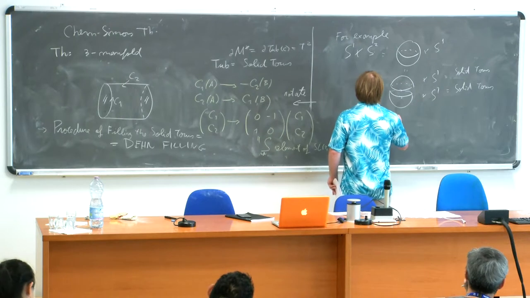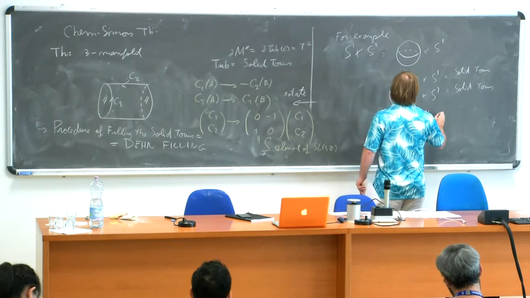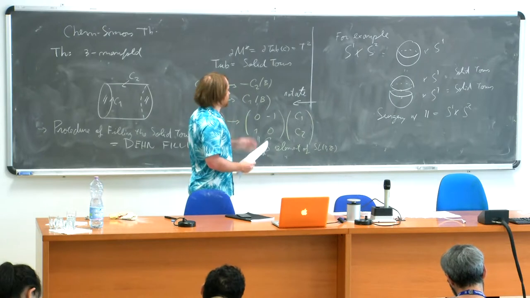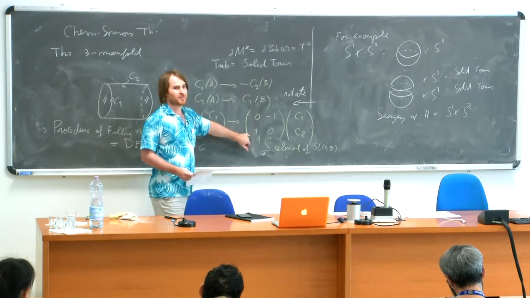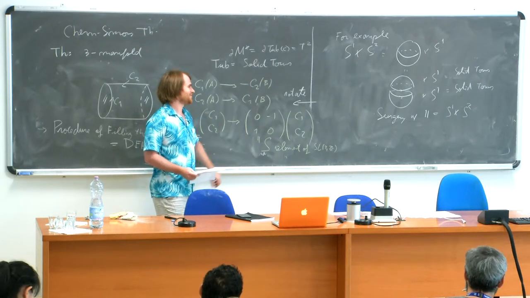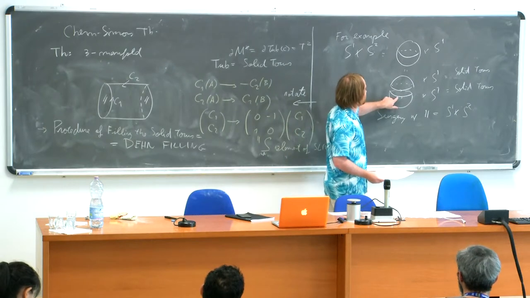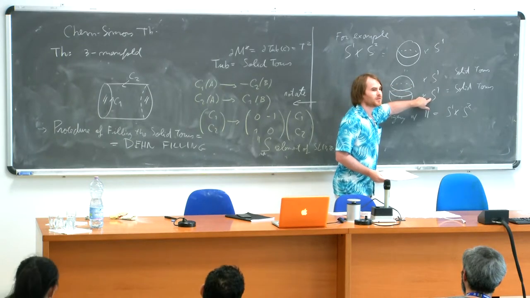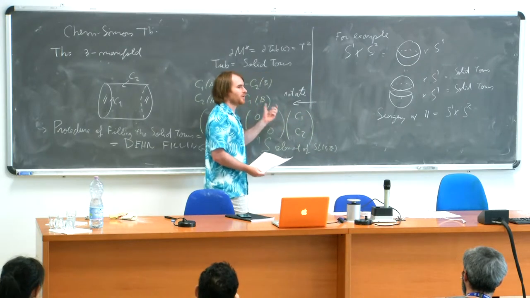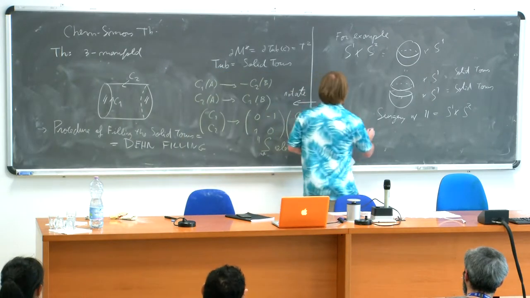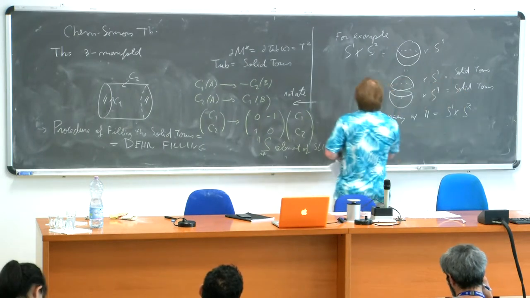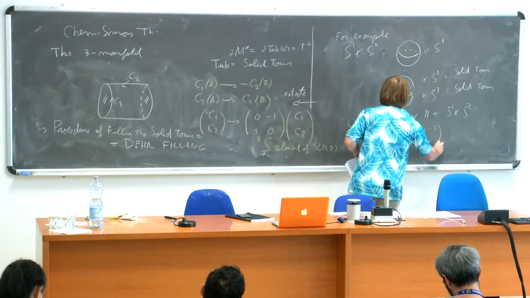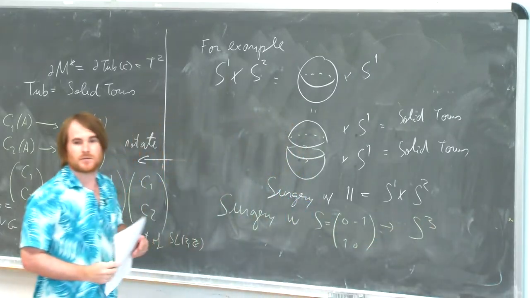So you do a surgery with the identity and it becomes S1 times S2. Now suppose you do surgery with this element here, the S element of SL(2,Z). What do you think is going to happen? Basically, I identify this circle here with this one, and this cycle here with S1. So the full geometry doesn't have any non-contractible cycle. So if you do surgery with S, then you obtain a three-sphere topologically.